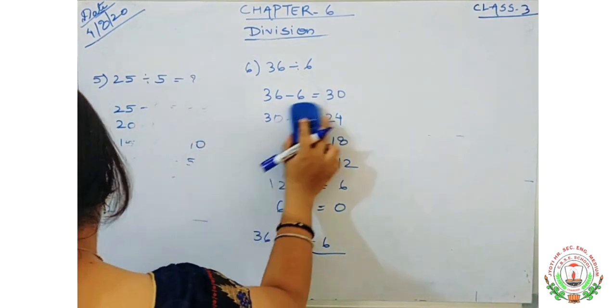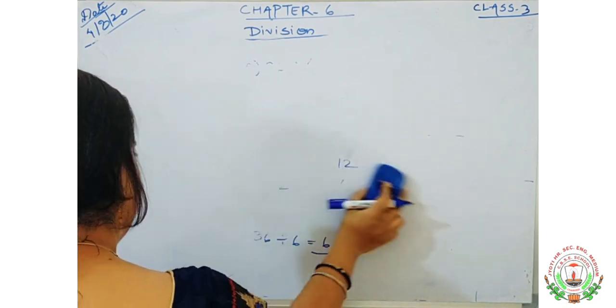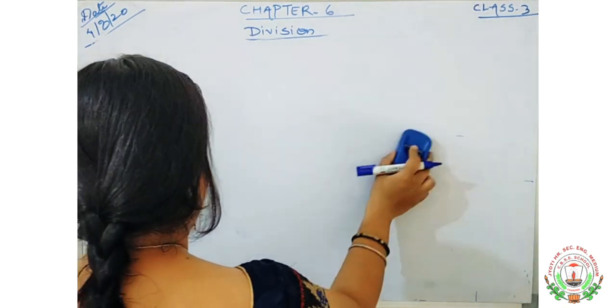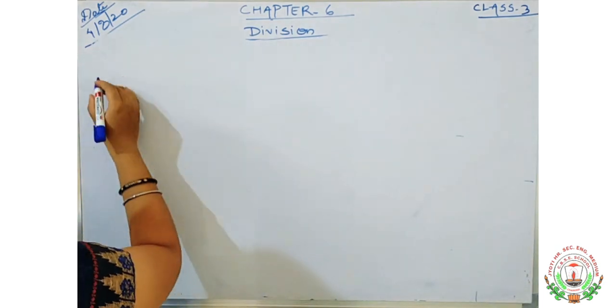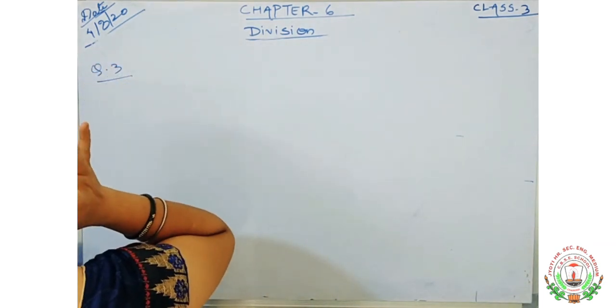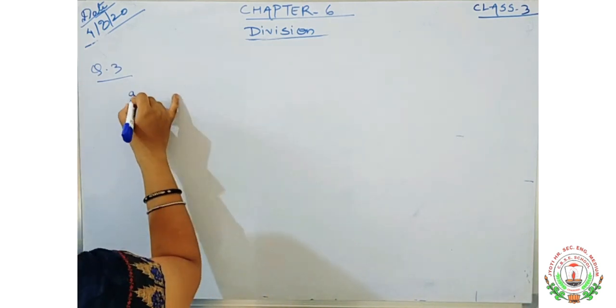Now division facts for multiplication. Question number 3 is, write 2 division facts for each of the following. You have to write the 2 division facts for each of the following.